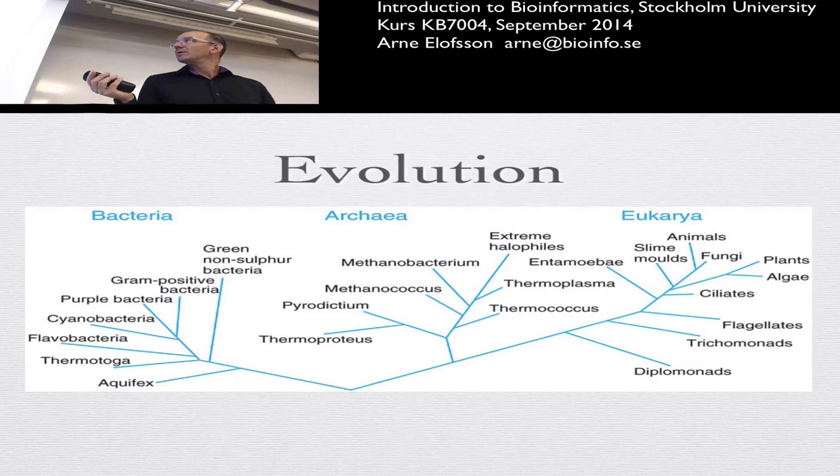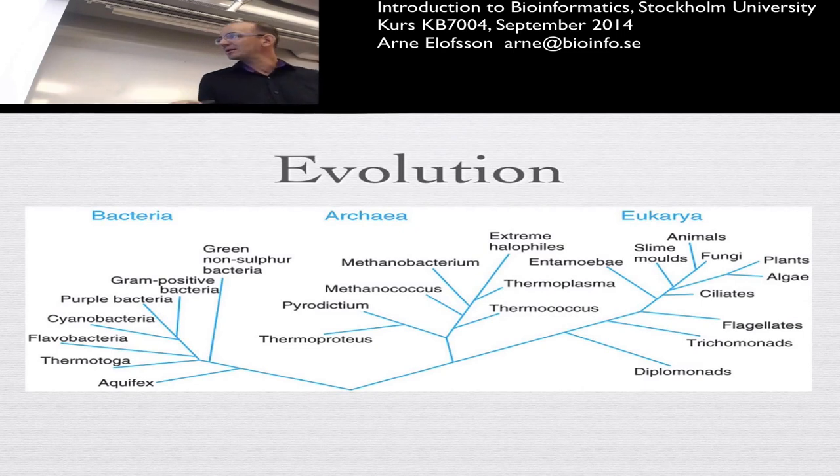We have evolution, so this is kind of the classical picture of evolution. We'll talk more about it in some later lecture. So this is a tree. Basically this is a visual concept of something that existed down here. So this is the last universal common ancestor. Something existed X number of billion, 2-3 billion years ago.